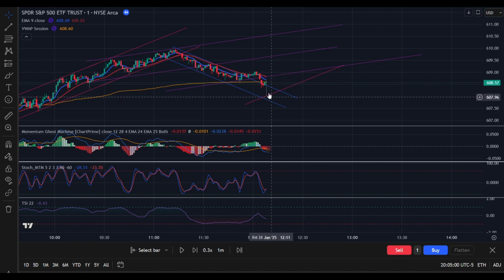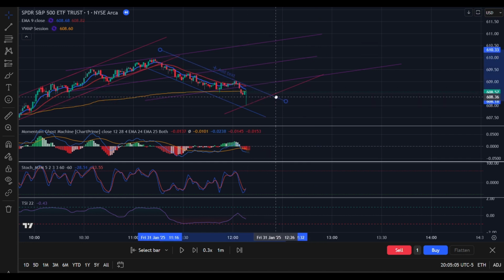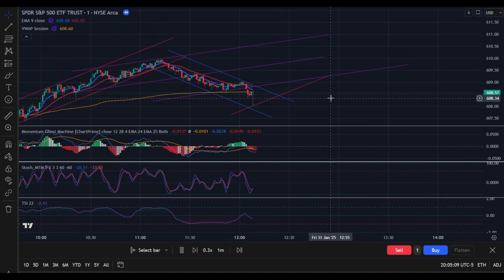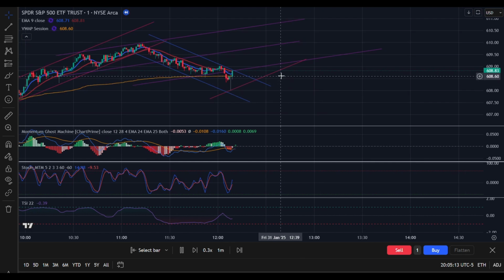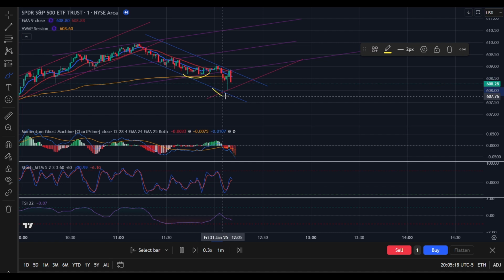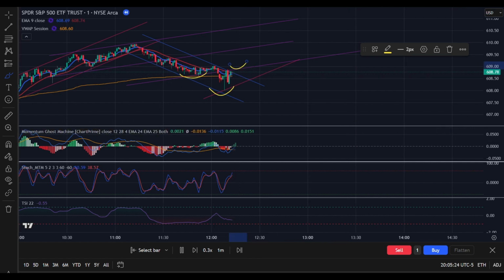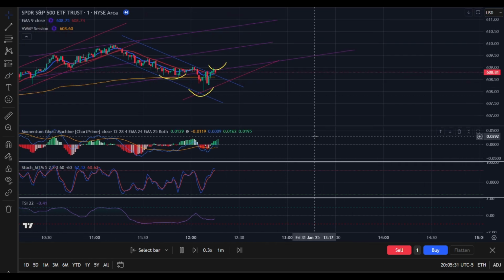Now I see a head forming here, and this broke. I'm gonna widen this just a bit. This is how real-time charting works, folks. Okay. So this one I want to look for if it's going to go up.